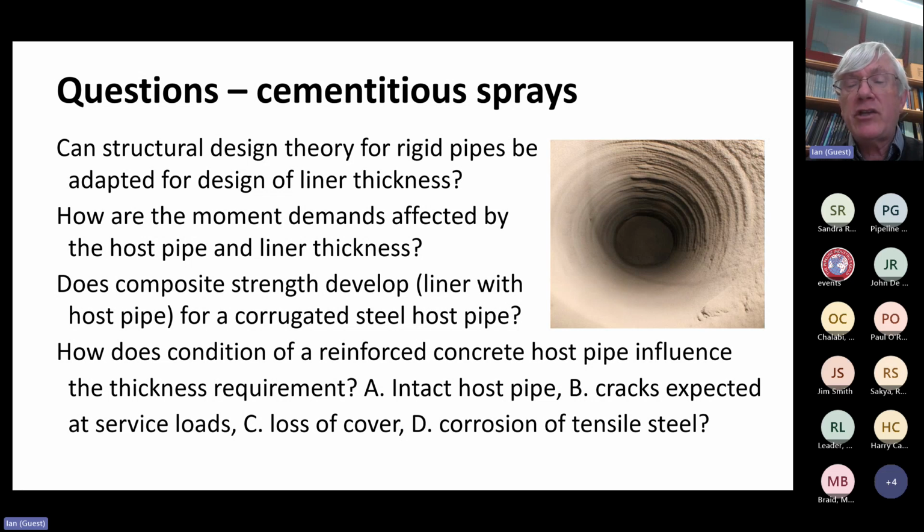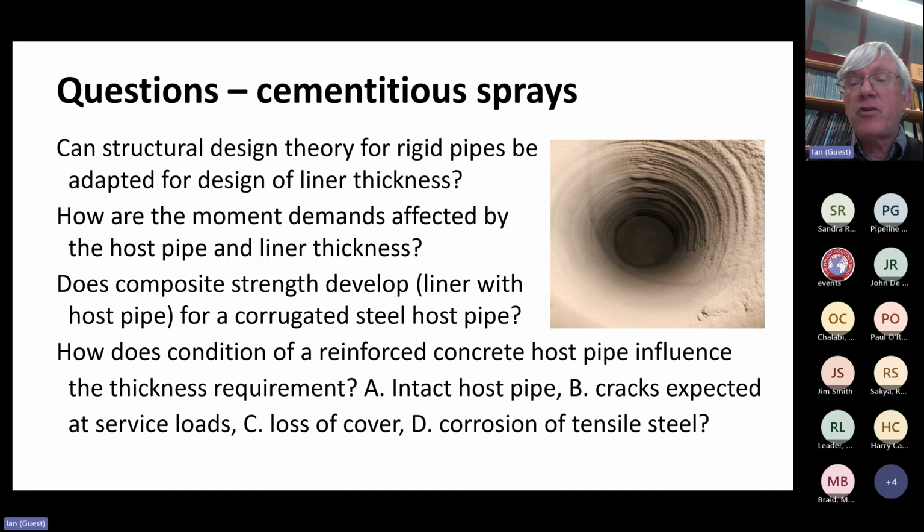We may have a situation where the joints are leaking so that the barrels of the host pipe are intact, and we're just providing the spray to stop those joint leaks. So what sort of thickness is needed in that circumstance where we're not trying to reinforce the barrel strength? We're just trying to seal the leaking joints.